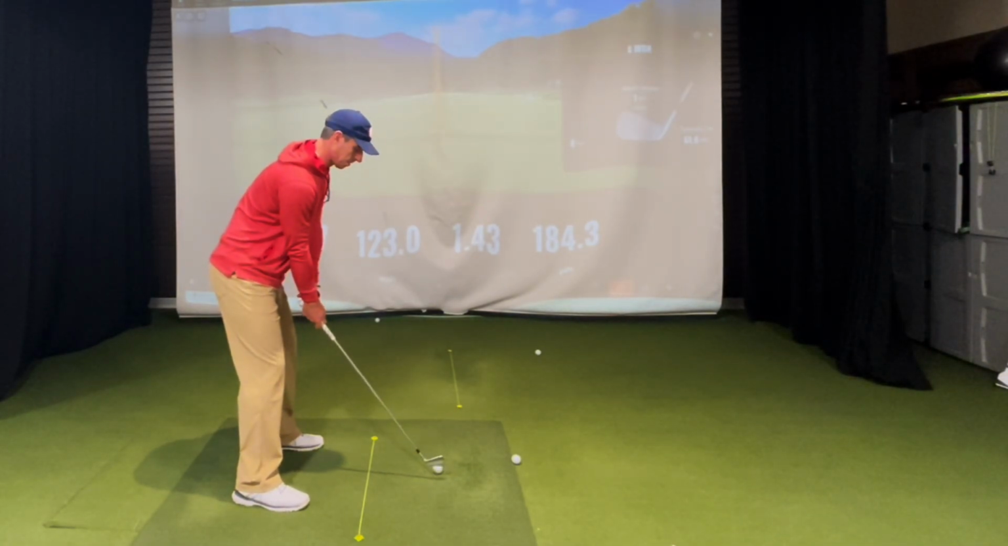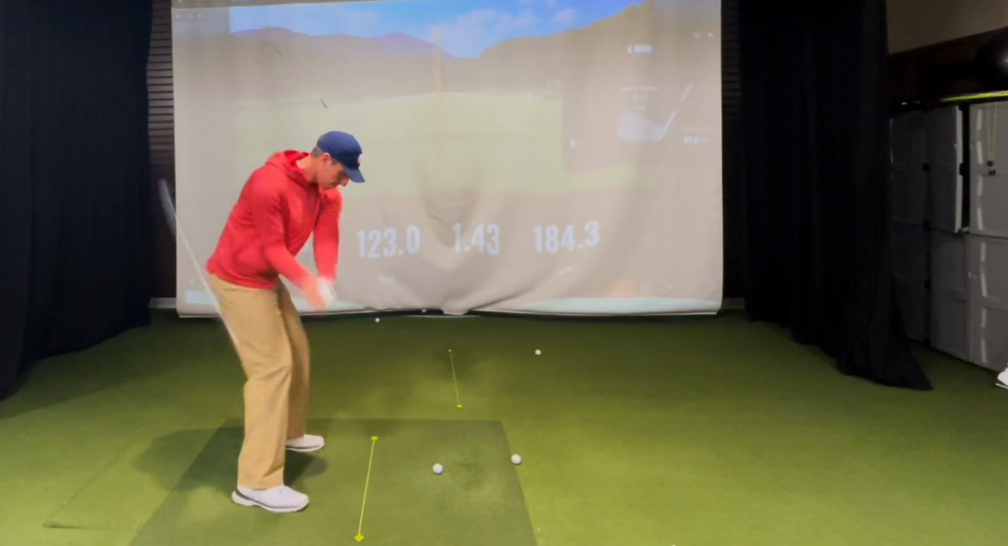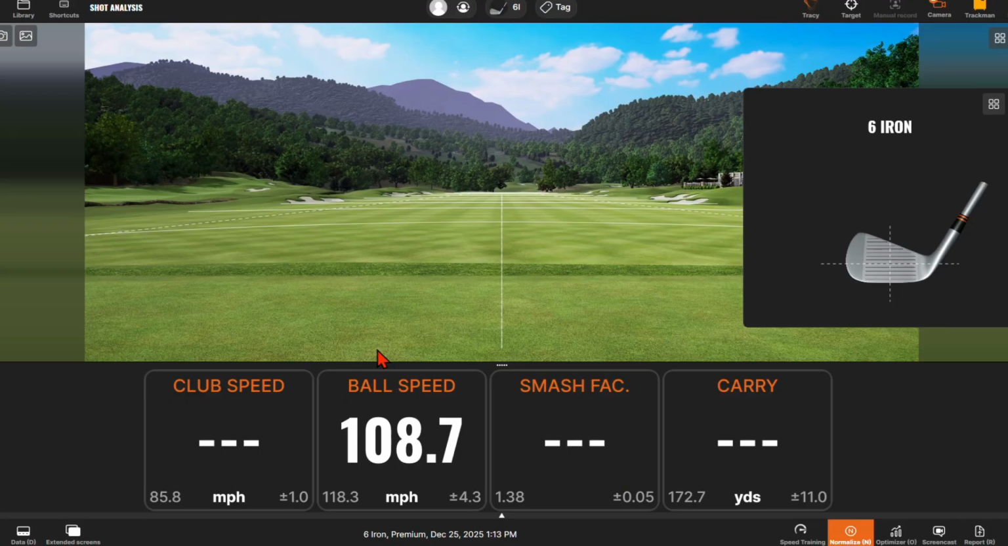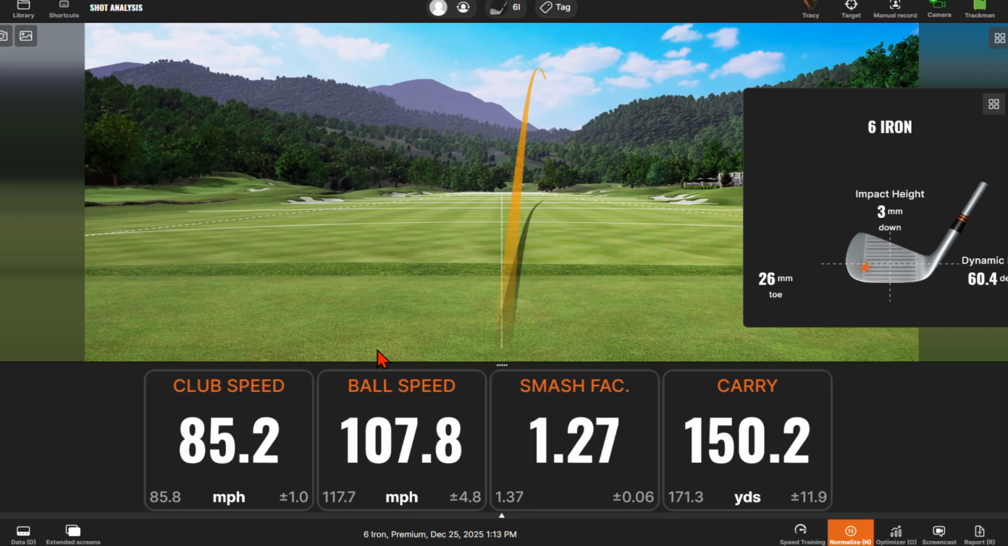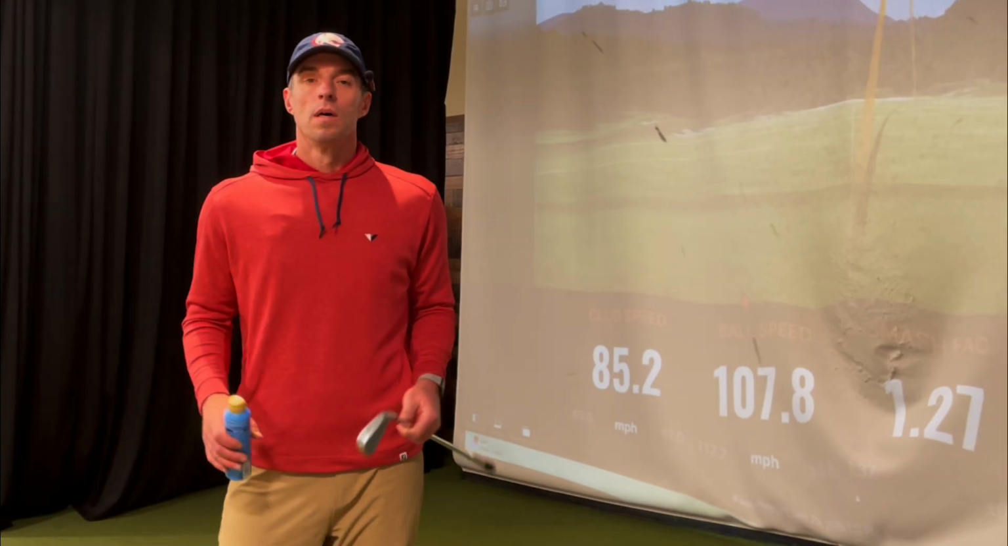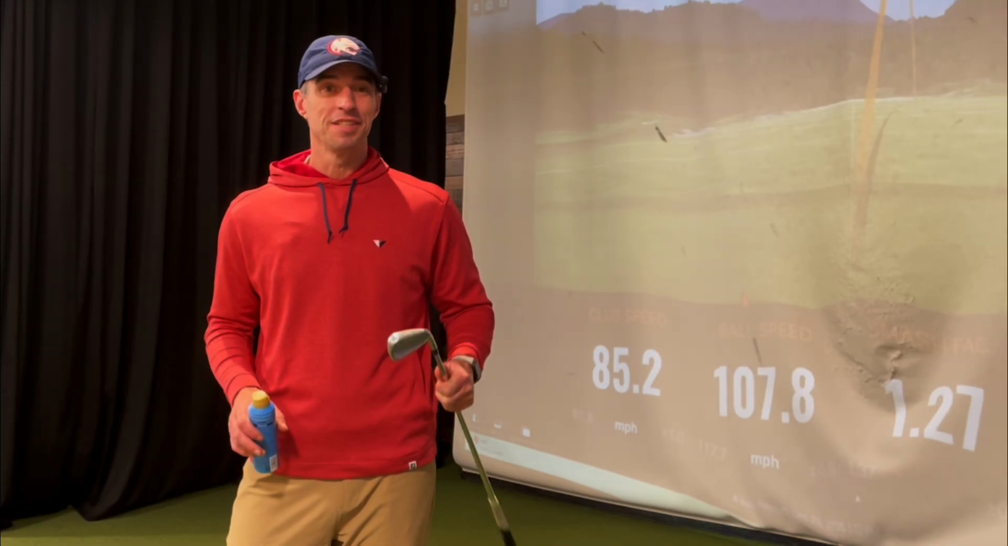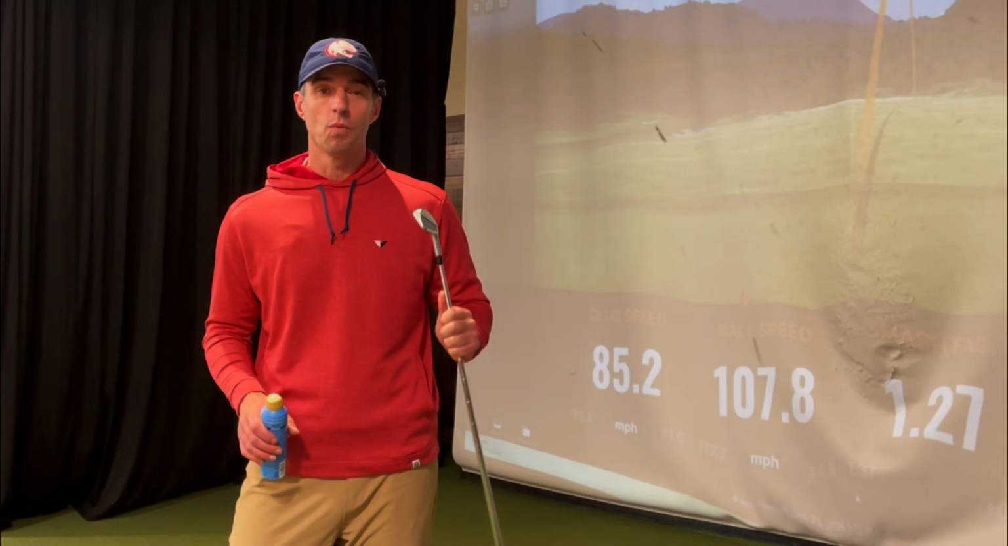Second one, I'm going to hit way off the toe, and we'll see roughly similar club speed. Club's going about 85 miles an hour. I lost 15 miles an hour of ball speed for hitting it way off the toe, and it only carried 150 yards.